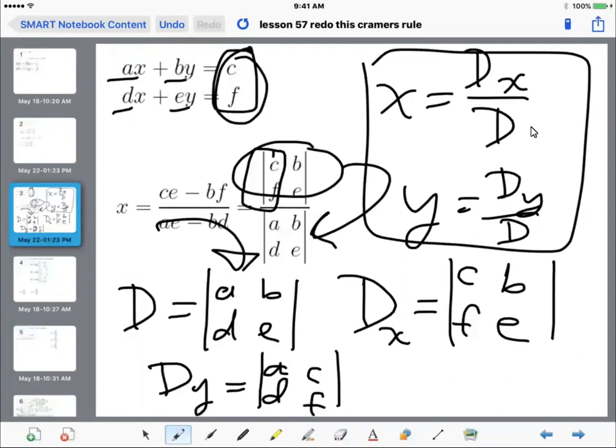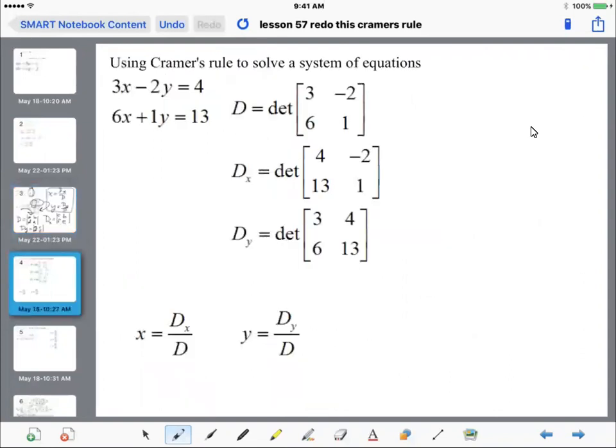And with that, we can solve a 2x2 system of equations. I don't know that this is necessarily faster than the elimination method, but I know for a 3x3 it's going to be really useful. So here are the three determinants, and here I wrote DET, which could also be written almost like an absolute value.